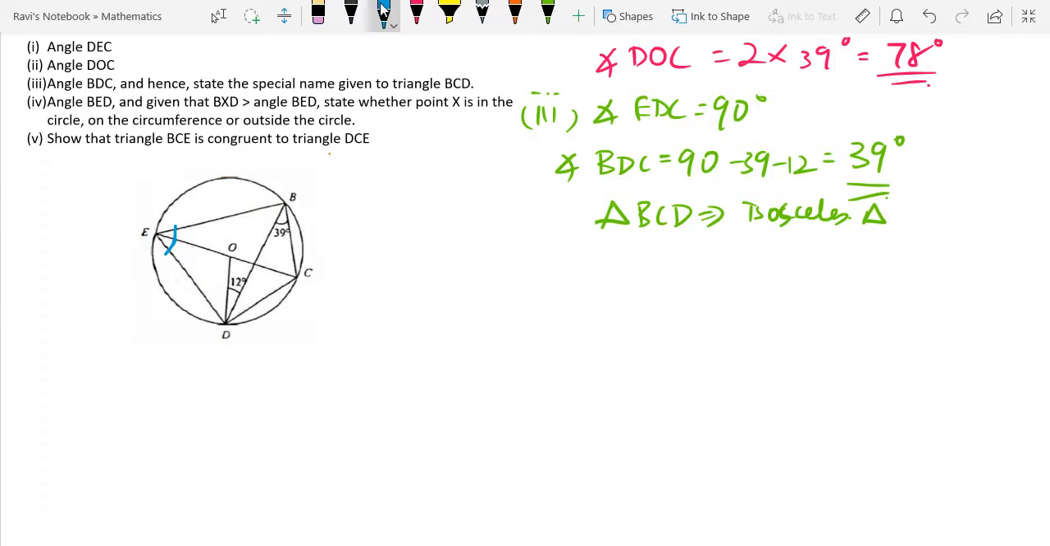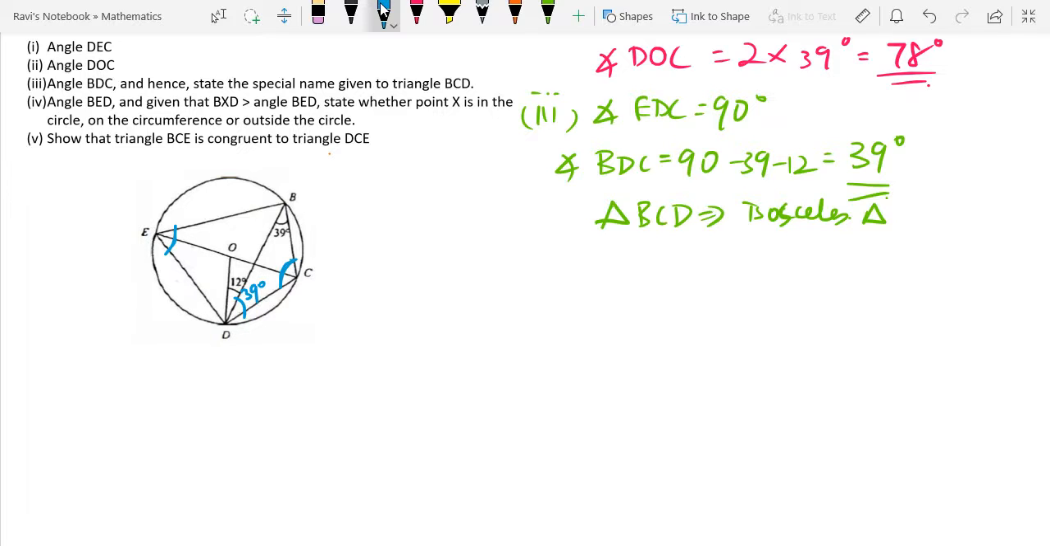Okay, so in a circle, when you have a quadrilateral, we know the opposite angles of the quadrilateral add up to 180 degrees. So if I know BCD, I can find BED. How am I going to find BCD? I know that BCD is isosceles. So if this is 39, this is also 39.